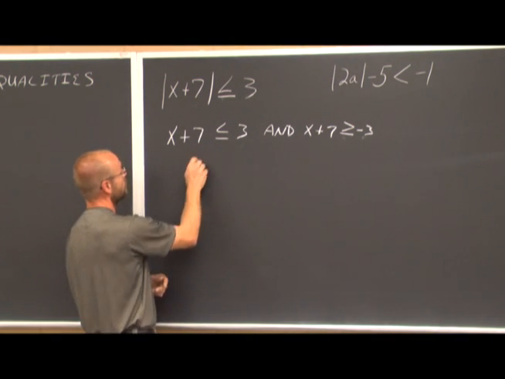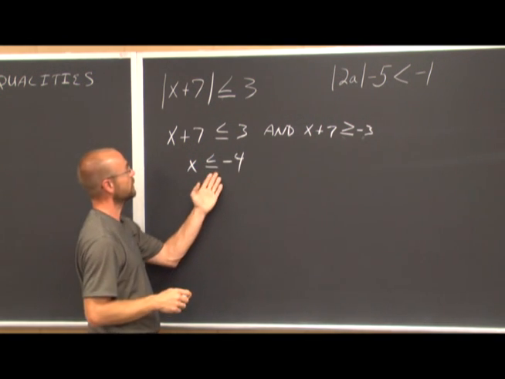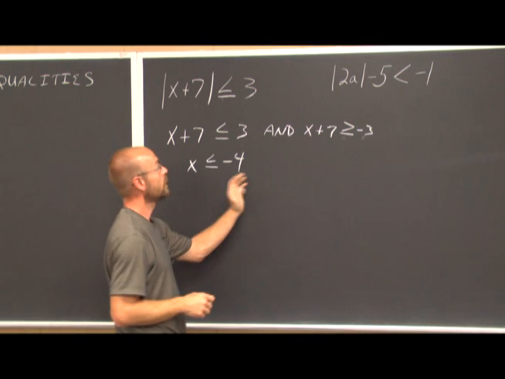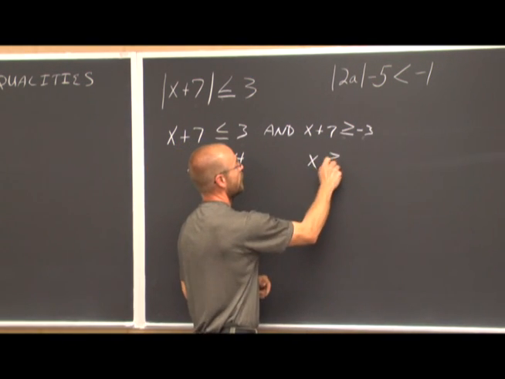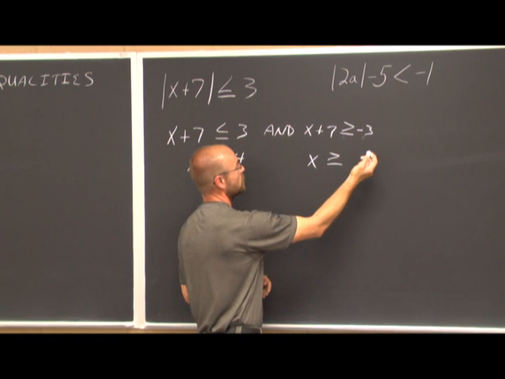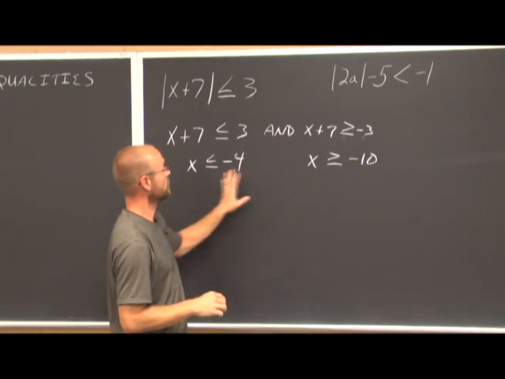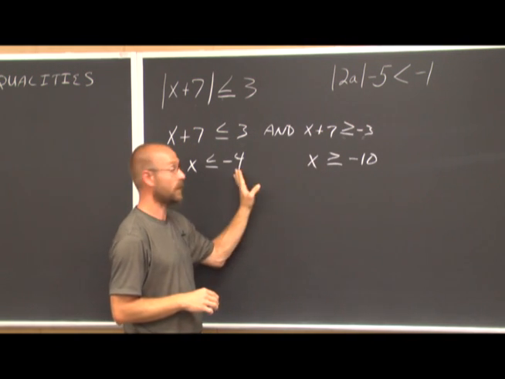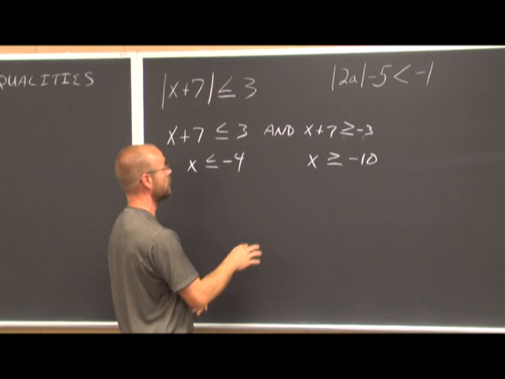I'm going to subtract a 7 from both sides and I get x is less than or equal to negative 4. Here I'm going to subtract a 7 from both sides, and I get x is greater than or equal to negative 10. Now, this is my set notation, but it's not in proper set notation because we can write it as a double inequality.